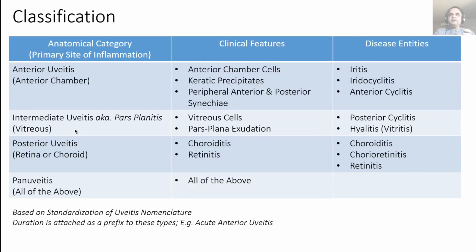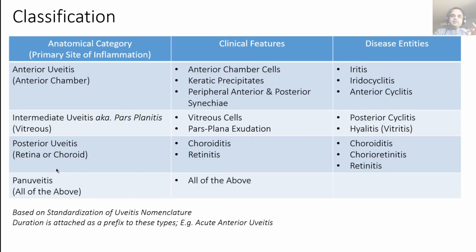Then we have intermediate uveitis, which was once called pars planitis. The primary site of inflammation here is the vitreous. So you get vitreous cells and something called pars plana exudation. The pars plana is the flat part of the ciliary body, and you have exudates on it. The two disease entities in this anatomical classification are posterior cyclitis, inflammation of the posterior part of the ciliary body, and hyalitis. Hyalitis is another term for vitritis.